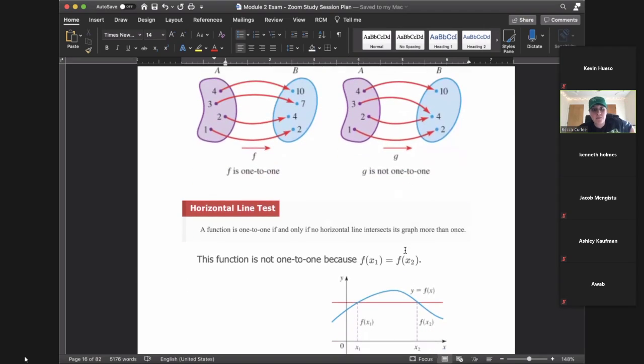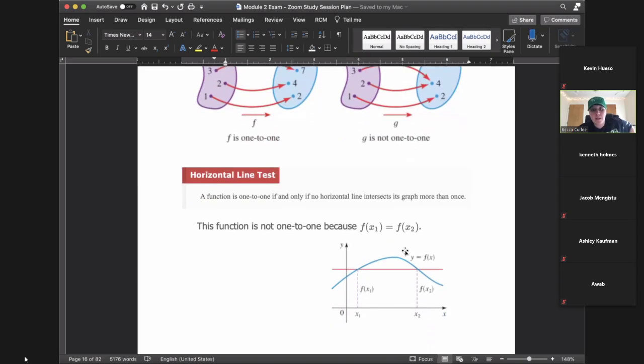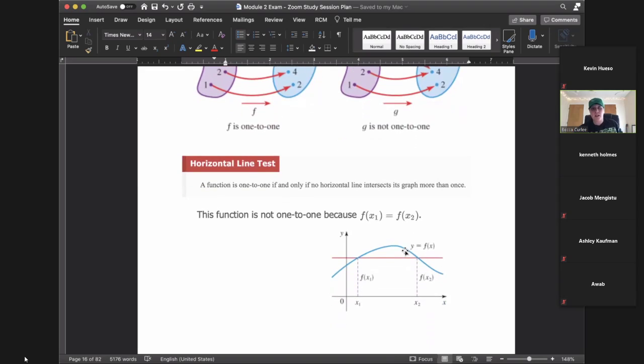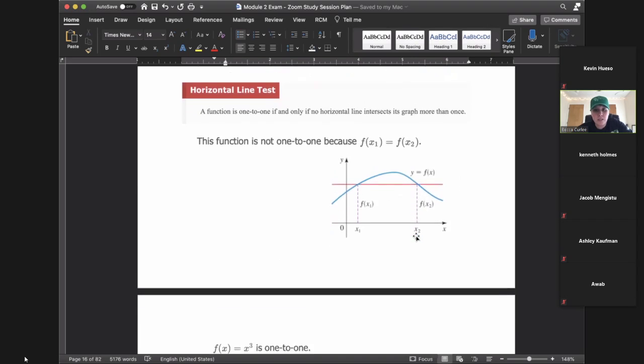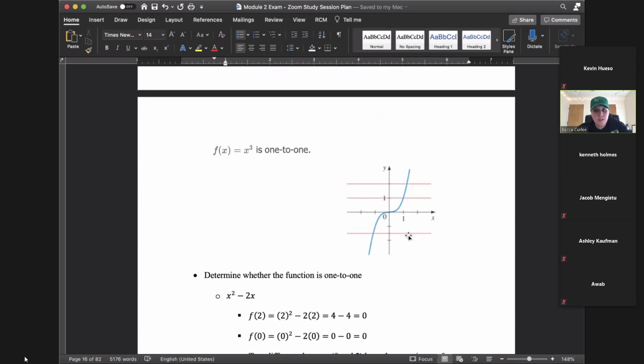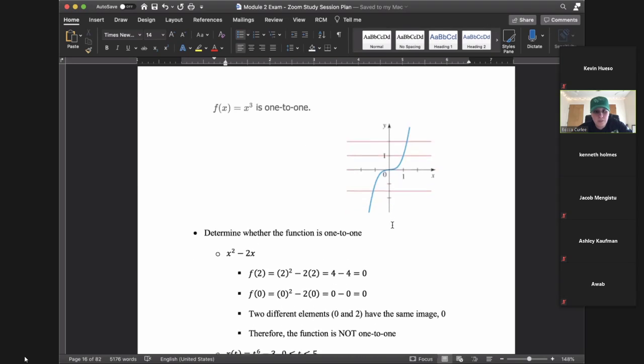You can also tell if a function is 1 to 1 with the horizontal line test. If it does not pass the horizontal line test, then it's not a 1 to 1 function, because you can see here there are two different x values that have the same corresponding y value. So that's saying the same thing. It doesn't pass the horizontal line test, so it's not a 1 to 1 function. It has to pass the horizontal line test. So you can see the cube root function is 1 to 1 because it passes the horizontal line test. There's no y value that corresponds to more than one of these x values.